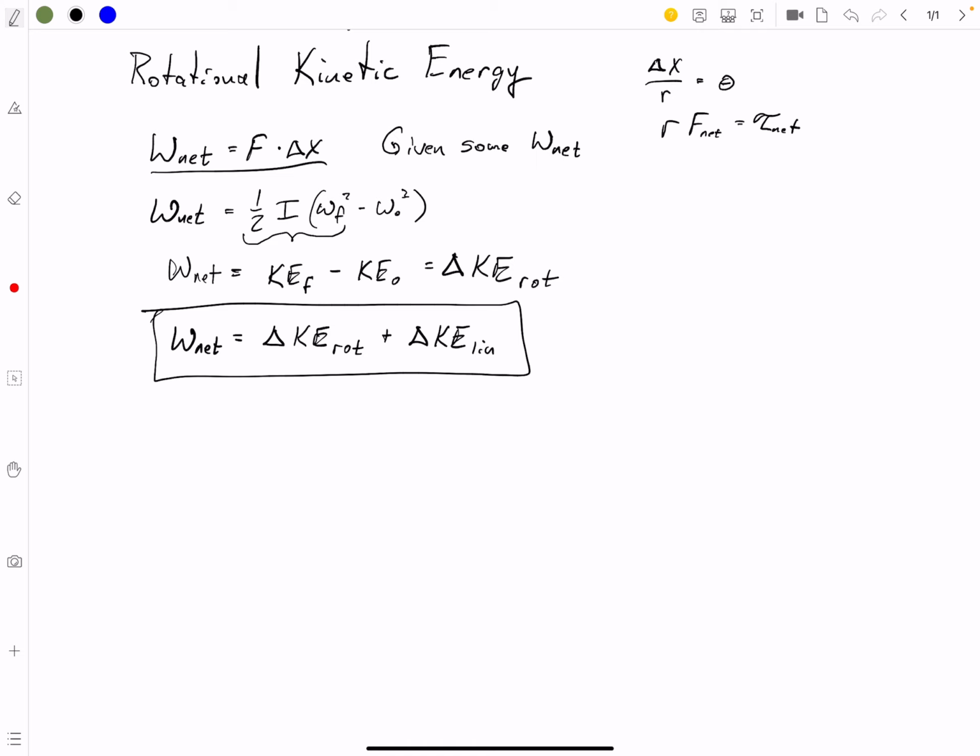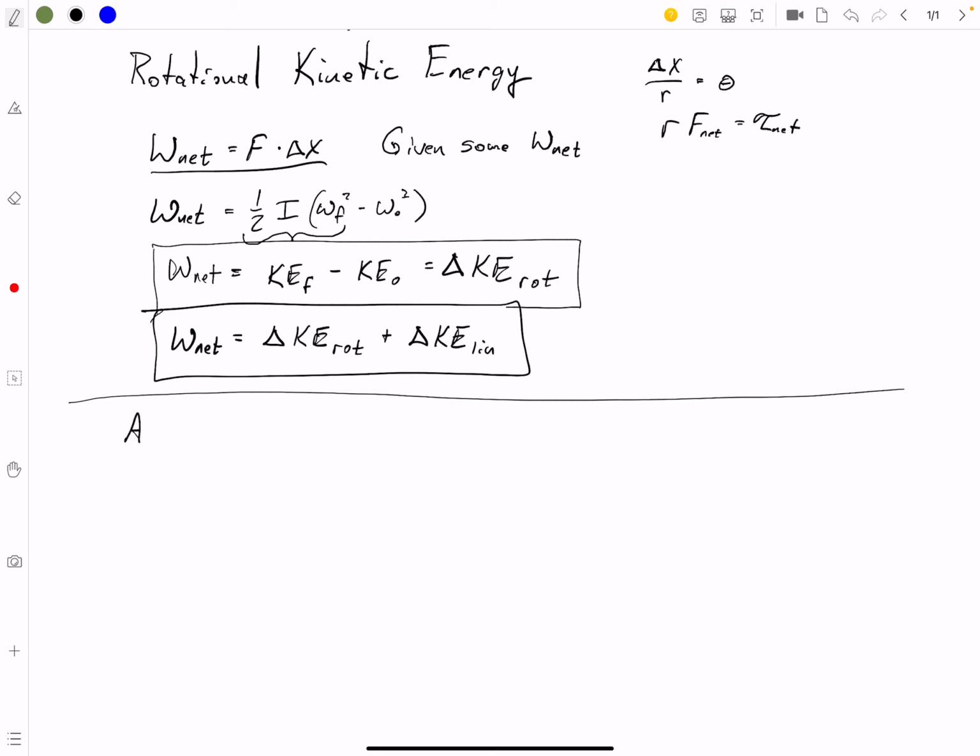That is what happens when you mix both rotational and linear. You have to have both. So when you're accounting for energy, you just account for energy. You go, okay, I'm going to do both. I have to account for both of them. So what's next?